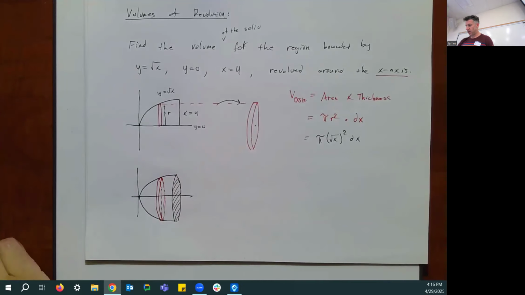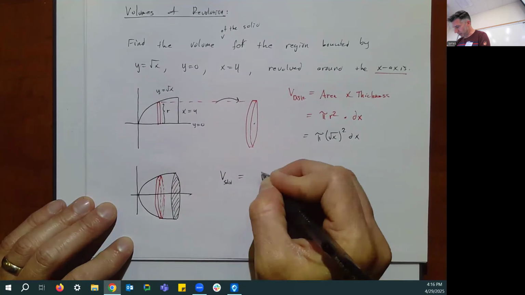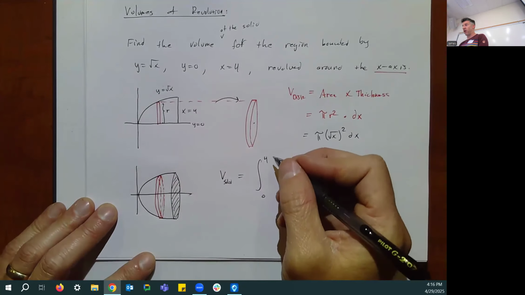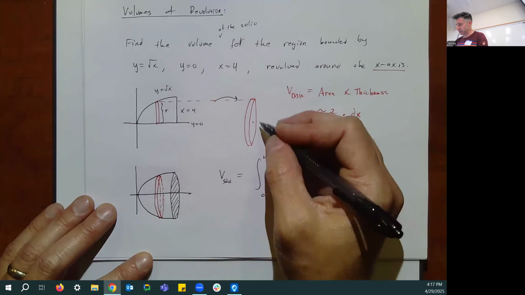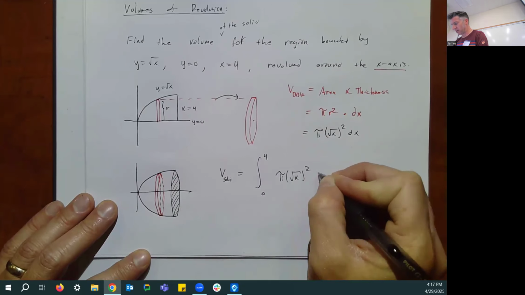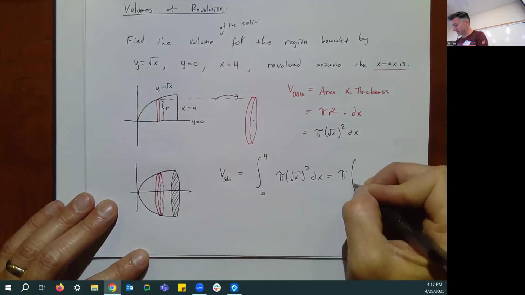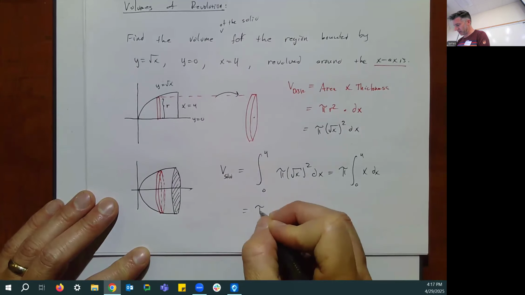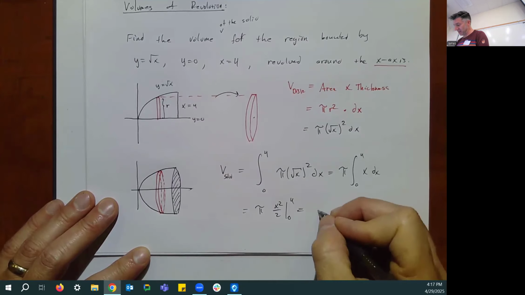So the volume of this solid is going to be the integral from 0 to 4. We're just adding up the volumes of all the slices, of all the disks, of pi times the square root of x squared dx. This again, not terrible at all. It's pi times the integral from 0 to 4 of x. That's just going to be pi times x squared over 2 from 0 to 4, which is going to be 8 times pi.